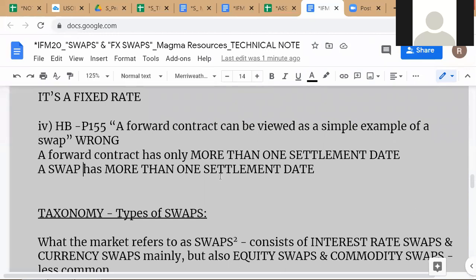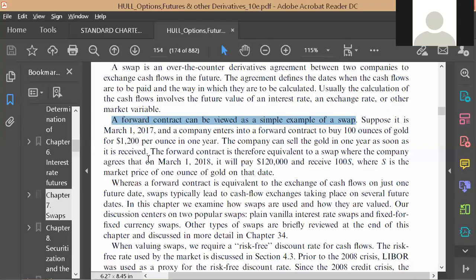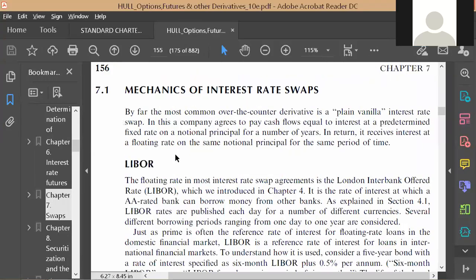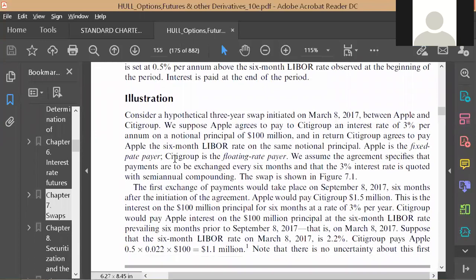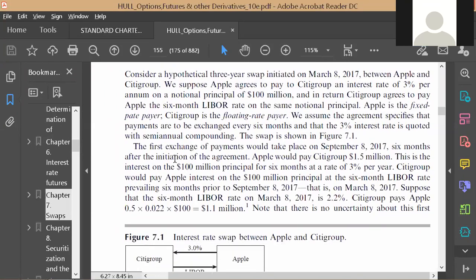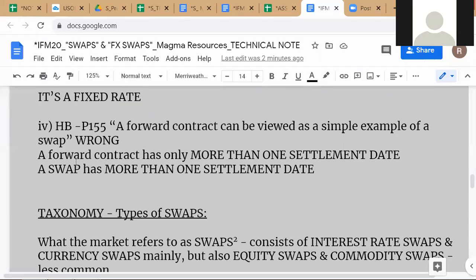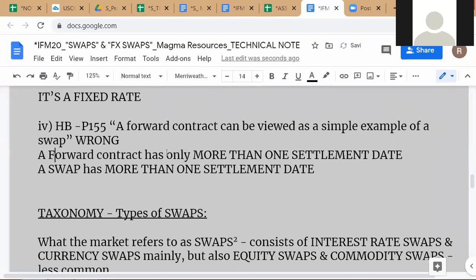Now, most swaps will have, as I said, even 2 settlement dates will make it a swap technically, but usually most swaps don't have just two. As you can see in the example that Hal has given, we are talking about Citigroup and Apple getting into a swap, which is like a 3-year swap, okay? And there are 6 settlement dates in that swap. So this is the difference between a forward and a swap. A forward has only one settlement date. I've got to correct that, of course.